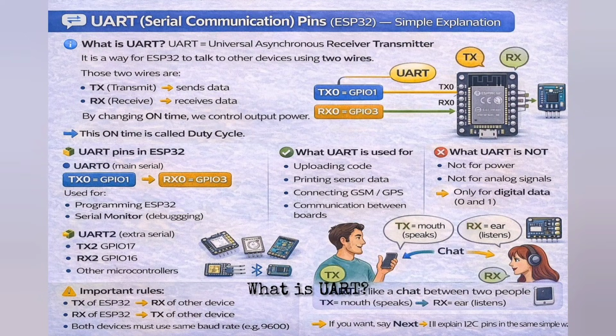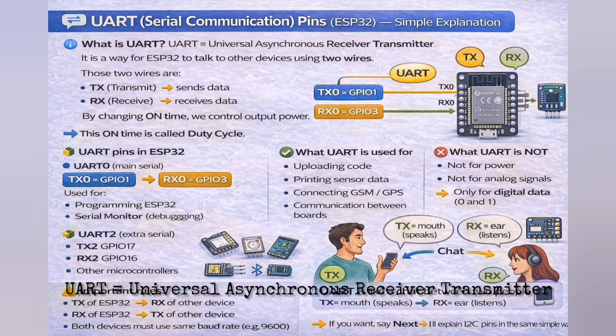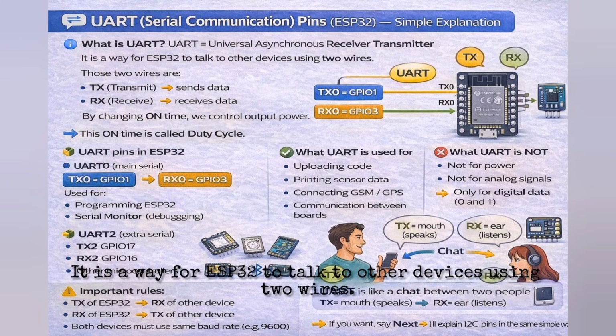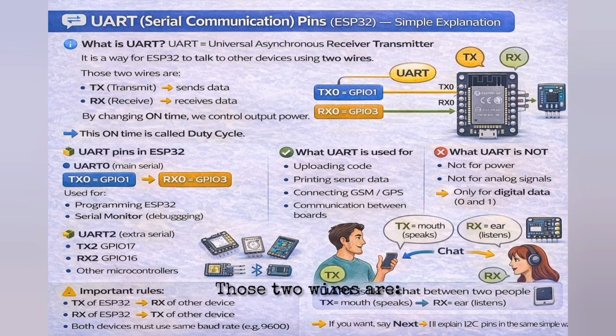What is UART? UART is equal to Universal Asynchronous Receiver Transmitter. It is a way for ESP32 to talk to other devices using two wires. Those two wires are TX, transmit, sends data. RX, receives data. So, ESP32 can send data and receive data.